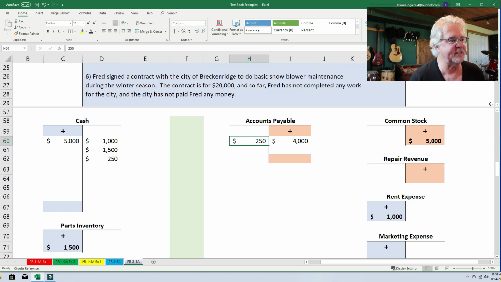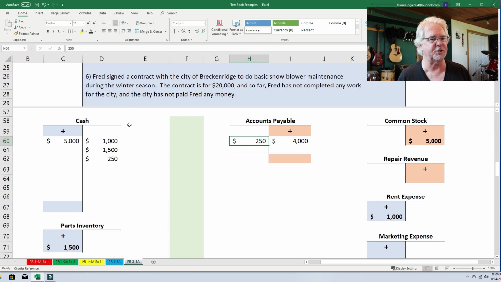Transaction number 6, Fred signed a contract with the city of Breckenridge to do basic snowblower maintenance during the winter season. Now, it's not the winter season right now, it's June. And the contract is for $20,000, and so far Fred has not completed any work for the city. And the city has not paid Fred any money. The city and Fred have just simply come to an agreement. They signed a contract, but no work has been done. No money has changed hands.